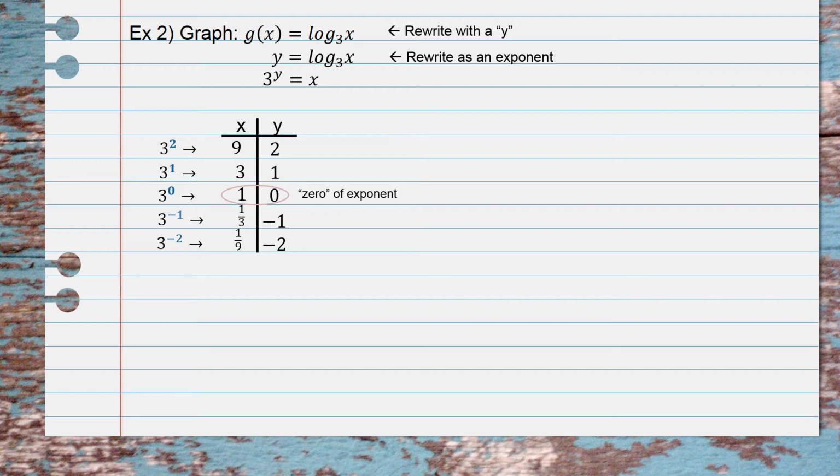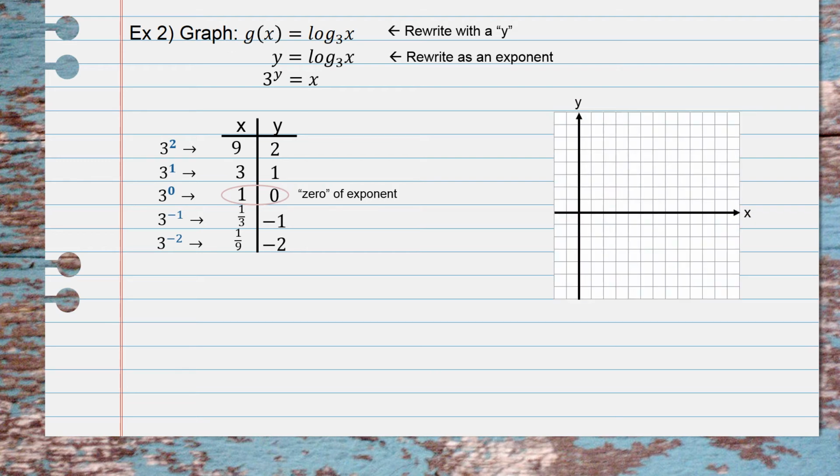Hopefully your ordered pairs are (9, 2), (3, 1), (1, 0), (1/3, -1), (1/9, -2). From here, we're ready to graph, so take a moment to do your XY axis and plot these points. Hopefully your graph looks something similar to mine.